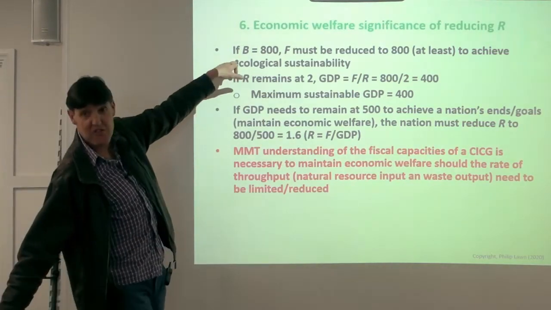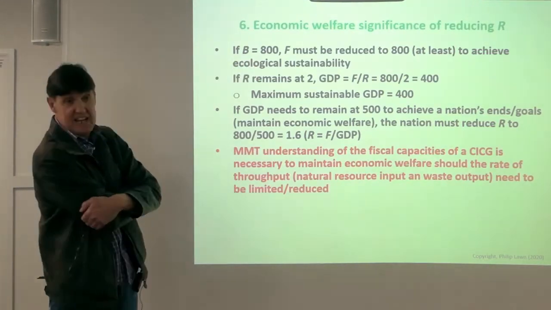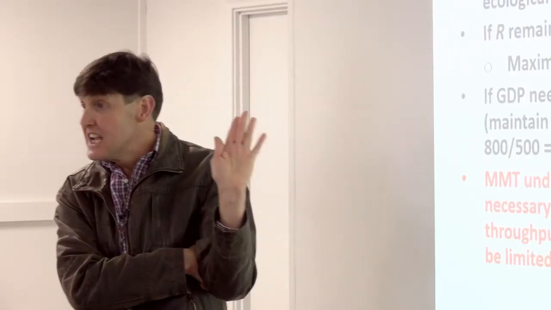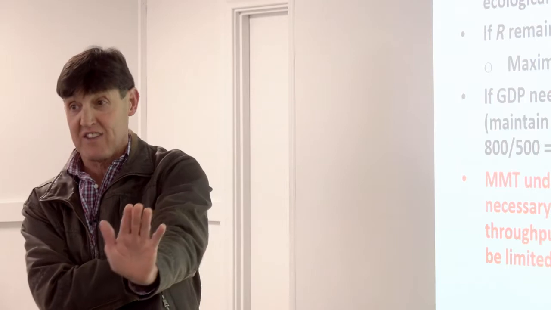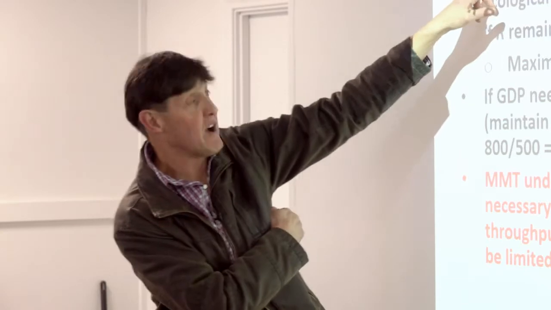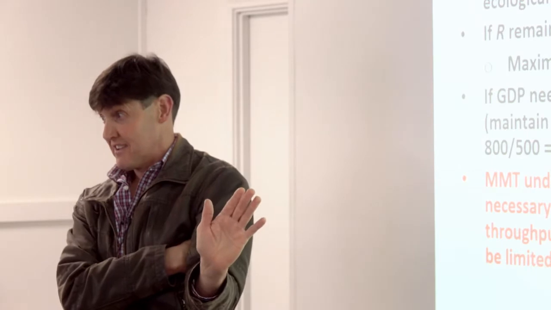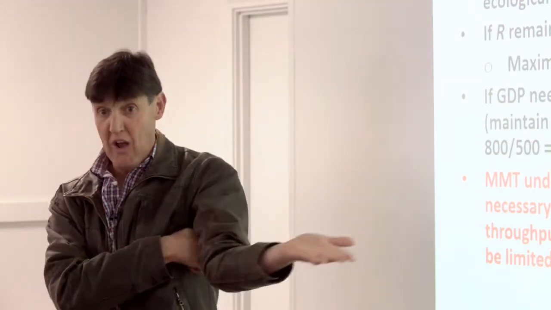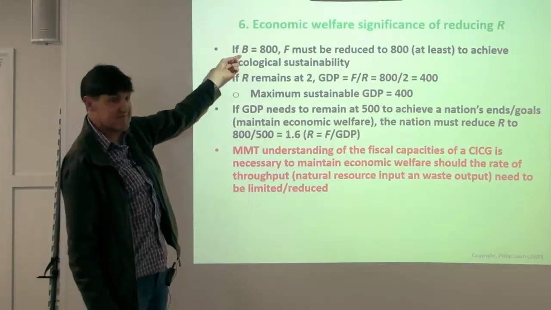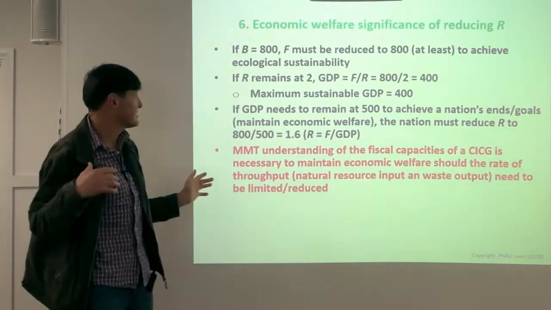Okay. So F is equal to 1,000, but let's just say that B is 800. Then we have to reduce F to 800 at the very least to achieve ecological sustainability. Remember, F has to be less than or equal to B, and 1,000 is greater than 800. That's unsustainable. Footprint greater than biocapacity. B was biocapacity, by the way. So we have to reduce footprint at the very least to 800. Could be something less, but maybe you don't want to be right on the ecological precipice in terms of sustainability. But let's say F equal to B is sufficient to ensure ecological sustainability.